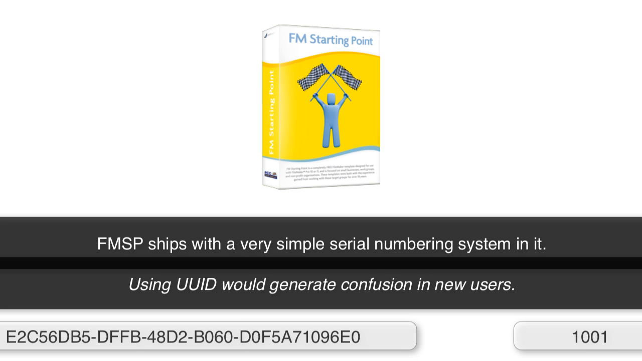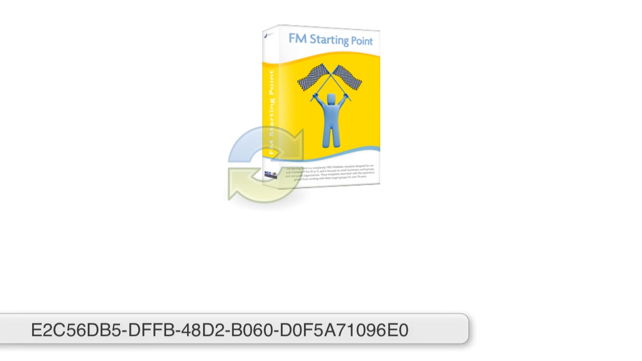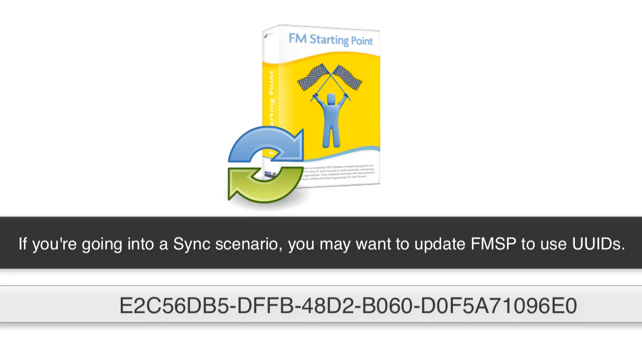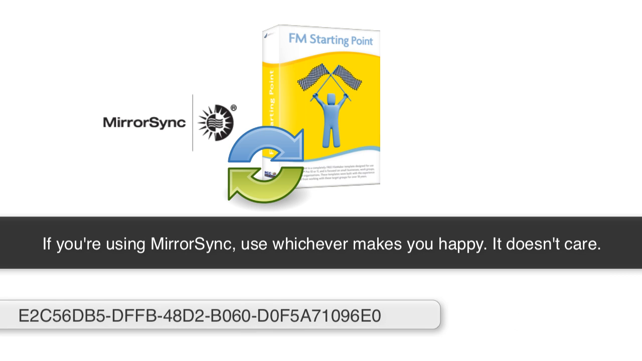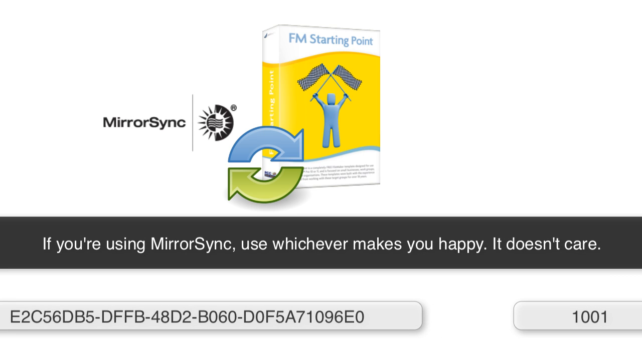But if you're going to go into a sync scenario, it's good to upgrade your copy of starting point to use UUIDs, and it's pretty simple to do that. I mean, wouldn't you think that's generally a good idea? Honestly, if you're using MirrorSync, I would say just do whatever makes you happy. MirrorSync doesn't care at all. It really does not care.